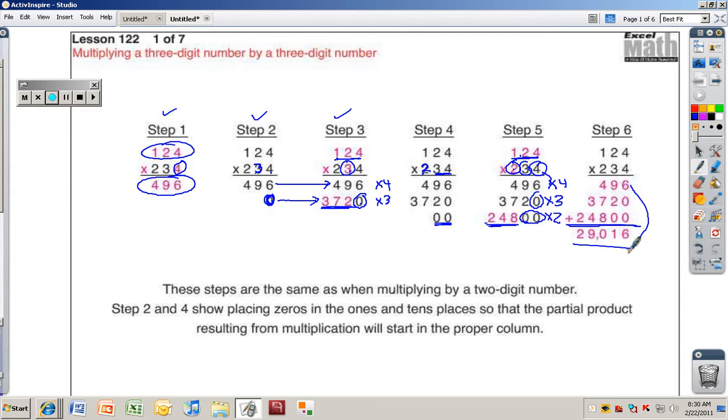And it says these steps are the same as when multiplying by a two-digit number. Steps 2 and 4 show placing zeros in the ones and tens place so that the partial product resulting from the multiplication will start in the proper column. In other words, we're holding the tens and the ones place as zeros.